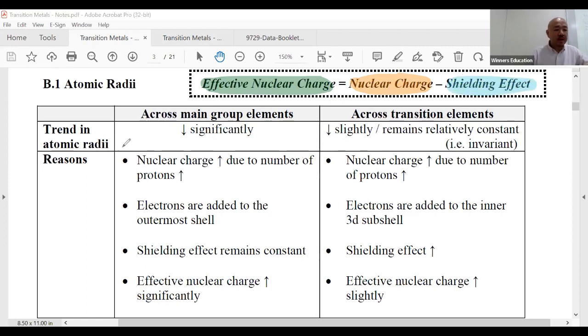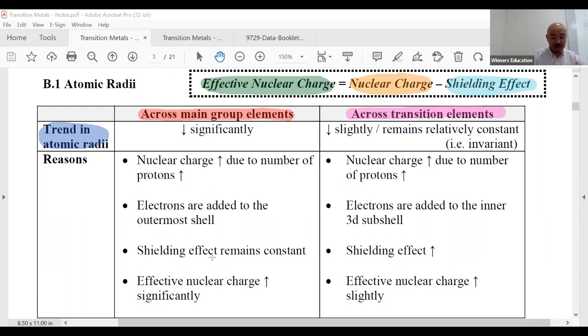Ready? Here we go. Trend in atomic radii. Now, first of all, everyone highlight. We are talking about the trend across the main group elements, and the trend across the transition elements. So the question will specifically tell you the trend across main group, the trend across transition elements. It's not two elements. It's across a group of them.